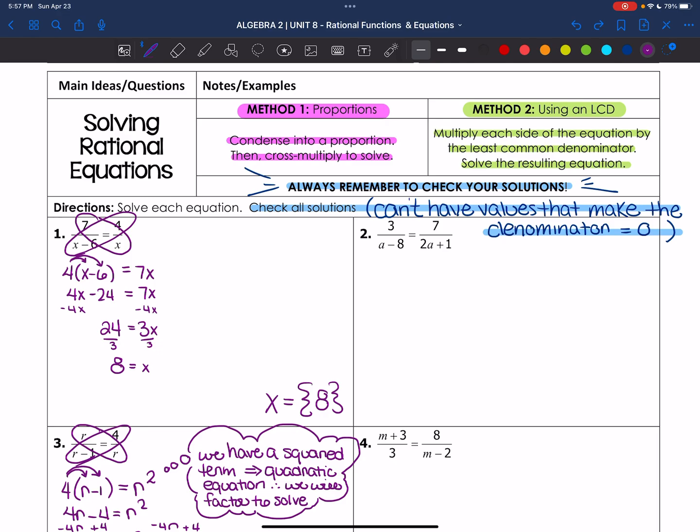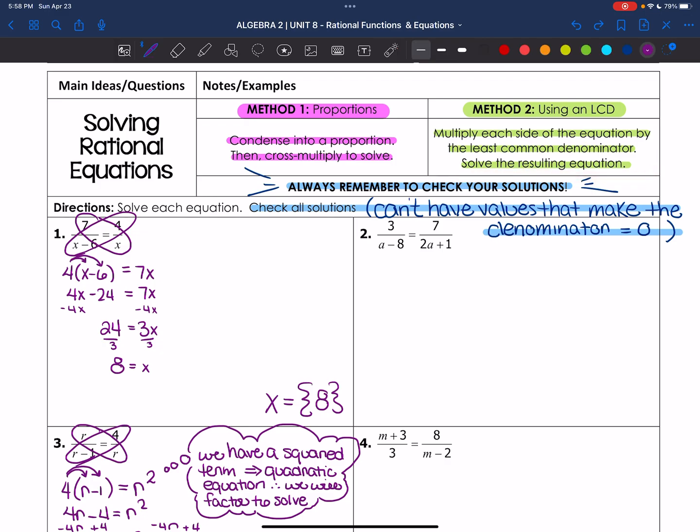In today's video, we are continuing our discussion on solving rational equations, but now we're using the least common denominator. And we're going to turn to the second page here and look at multiplying each side of the equation by the least common denominator and then solving that resulting equation.